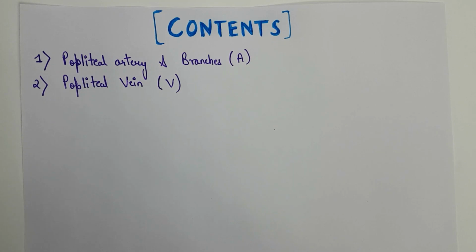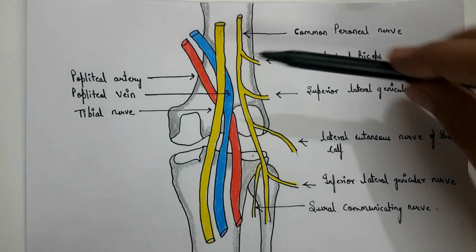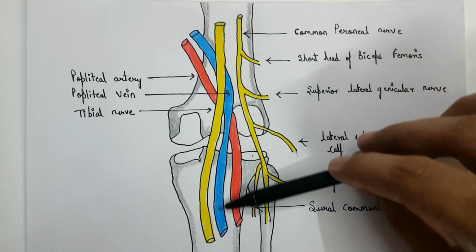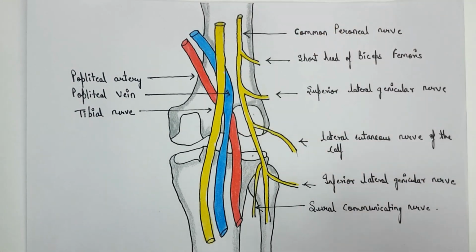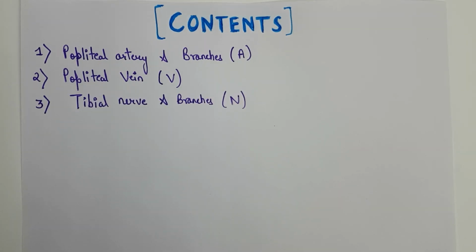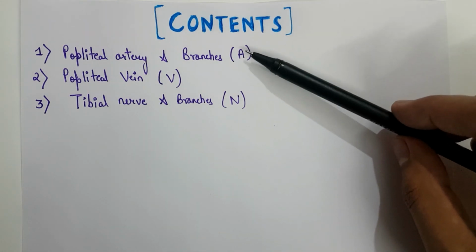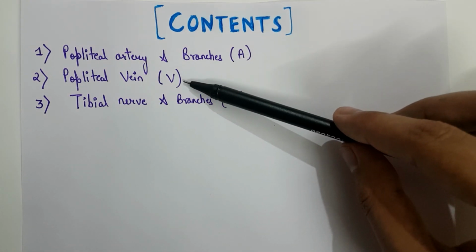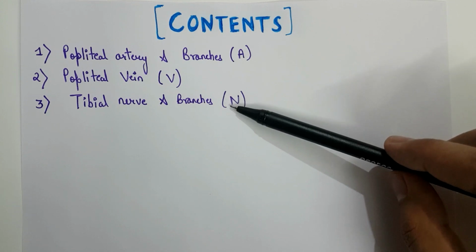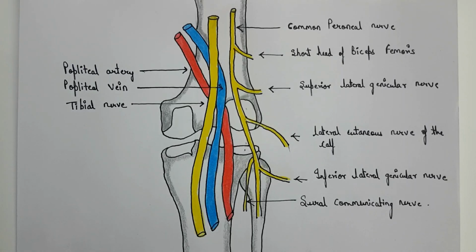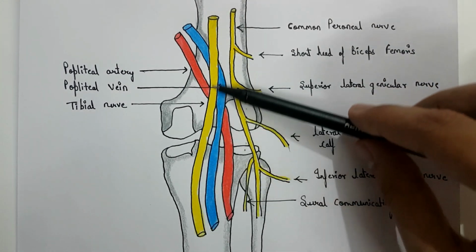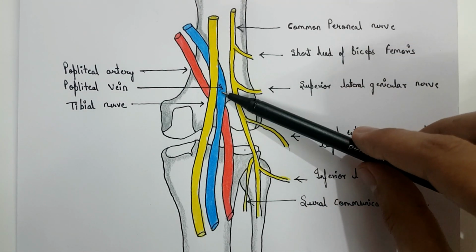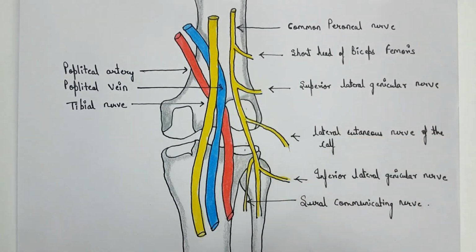Next we have the popliteal vein. This right here is the popliteal vein. The popliteal vein is superficial to the popliteal artery. Next we have the tibial nerve and its branches. I have represented the popliteal artery with A, the popliteal vein with the alphabet V, and finally the tibial nerve with the alphabet N. This right here is the tibial nerve. It is superficial to the popliteal vein as well as the popliteal artery.